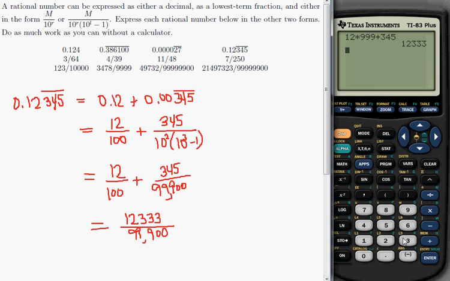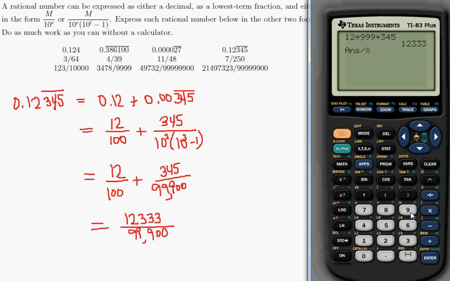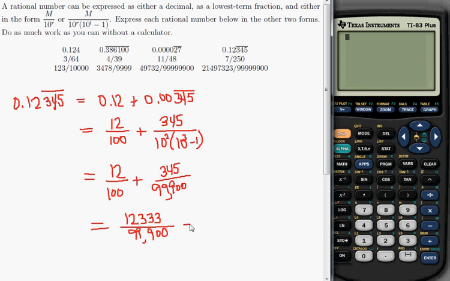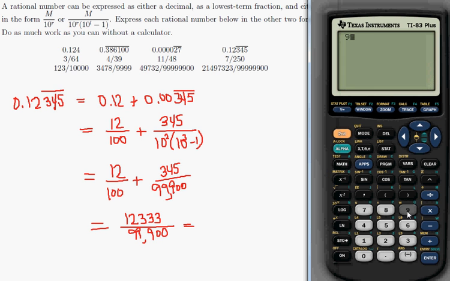And let's confirm this actually works. If I divide that by 99,900, I do get 0.12345345, and then 345 rounds up to 35. Okay, then to get this in lowest terms, 99,900.